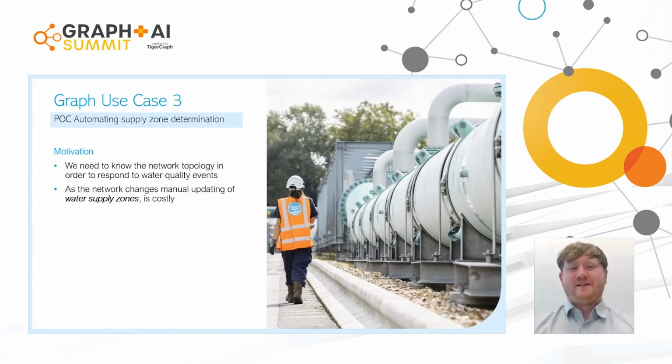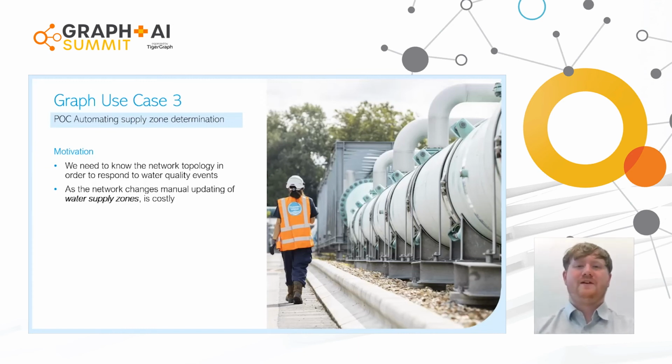So for this final use case, we've been developing a proof of concept for automating our supply zones. What this means for us is that when some sort of water quality event occurs, we need to be able to locate the customers which may be impacted, locate the sections of pipe that may be impacted. And this allows us to make sure that there are no contaminants, no undesired foreign particles in our water network, which may impact our customers' health or their ability to have clean drinking water.